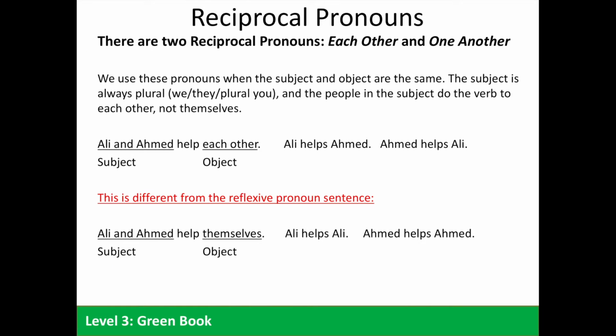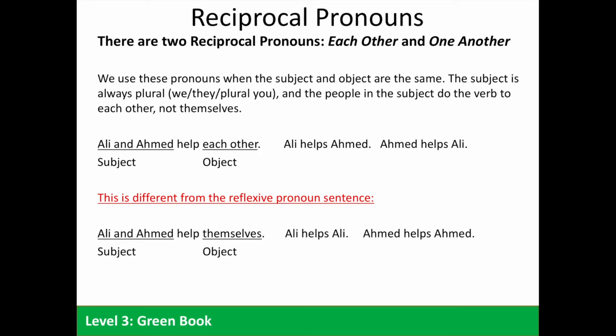Now, we also have something called reciprocal pronouns. We have two of them, each other and one another. We use these pronouns when the subject and the object are the same. The subject is always plural, so we, they, or the plural you. And the people in the subject do the verb to each other, not themselves.